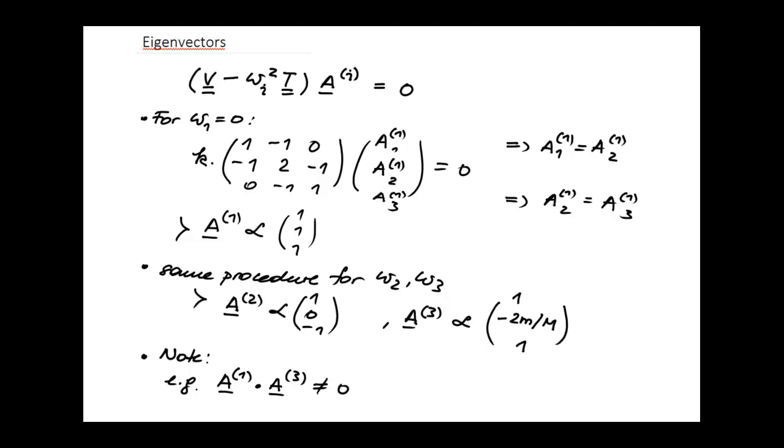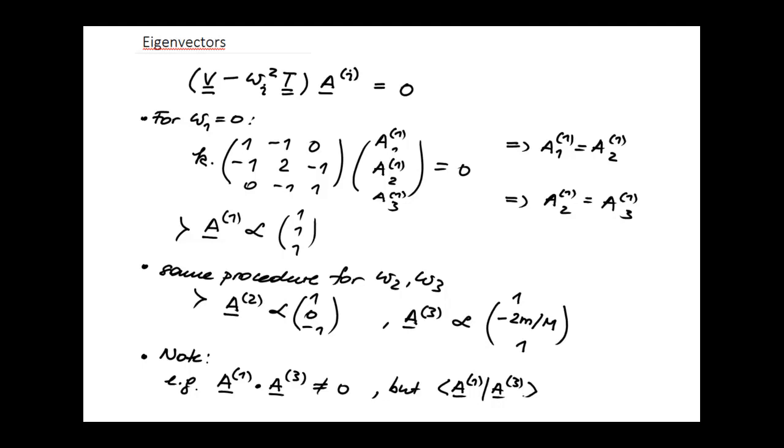It's proportional to 1 minus 2 little m over capital M, and this is generally different from 0. But if you take our new scalar product, so it's the A1, A3 with the new scalar product, this means that you have to multiply the third eigenvector with this matrix T. The matrix T, remember, is diagonal. The first entry is little m. The second entry is capital M, and the third entry is again little m.